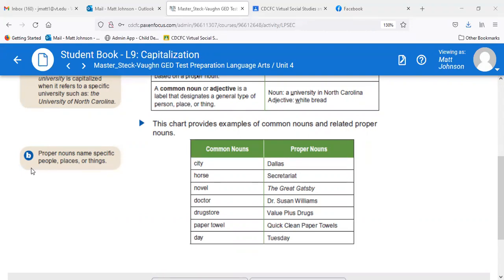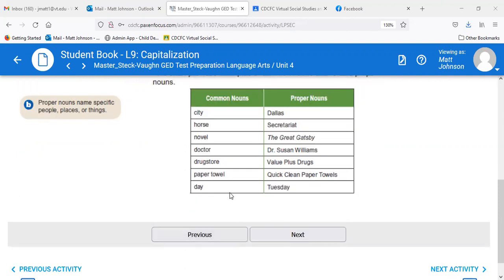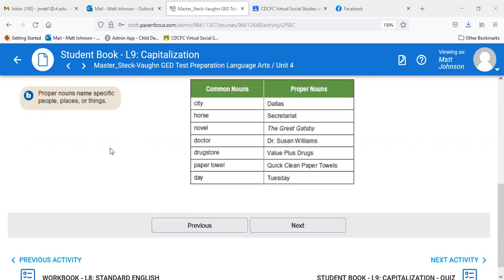And again, any reference to days, months, years, holidays, those will all be capitalized. So today's Monday, that's going to have a capital M. Right there, they have Tuesday. Today's date would be capitalized. So Monday, October 18th, the October, you would have a capital O there as well.